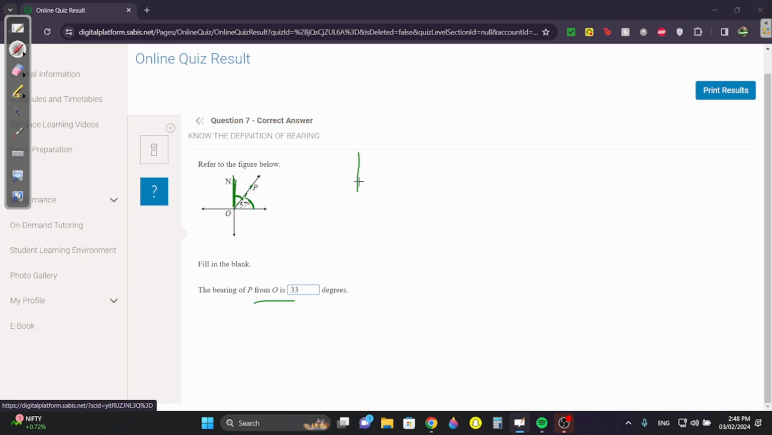So if I have a bearing of 50, it's going to look like this, 50. Not 50 down, no, it has to be up. So the bearing will always be the angle between the north and the object. So it's going to be this one. How do you find this? You just do 90 minus 57 equals 33.